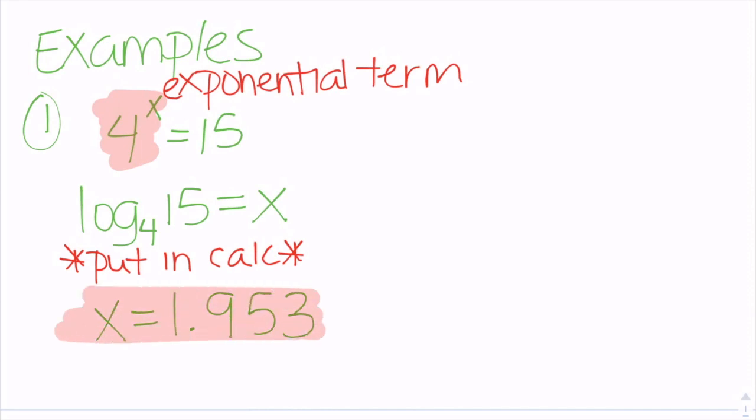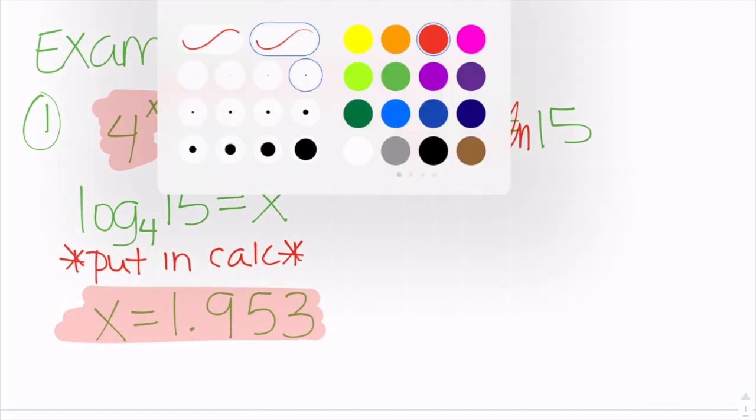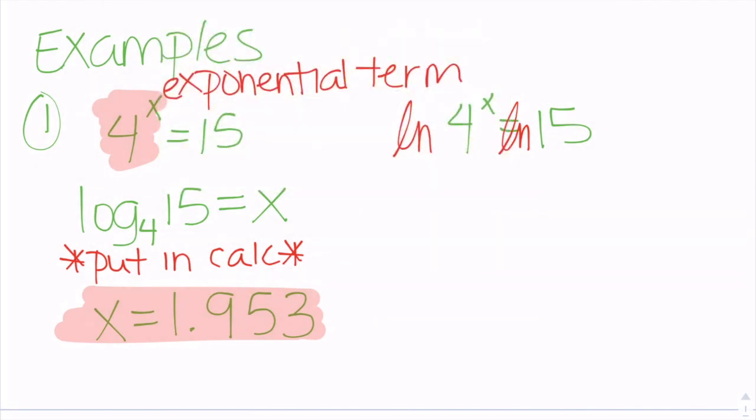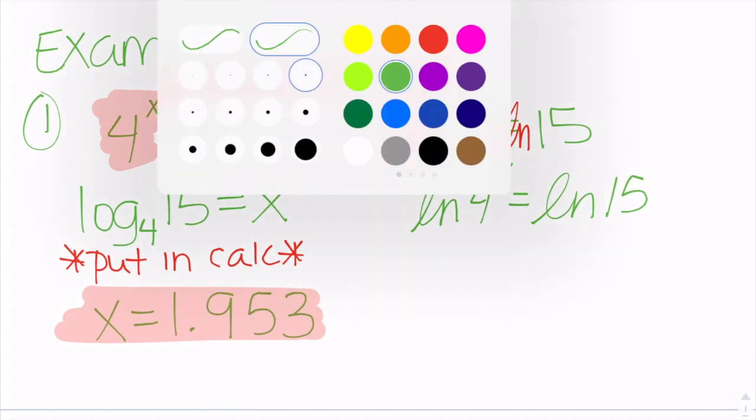So now, if we want to do this taking the natural logarithm of each side, I'm going to start by rewriting my equation. And so the exponential term, as we know, is already solved for. So from here, I'm going to take the natural log of each side. And so that gives me the natural log of 4 to the x equals the natural log of 15. And so now I'm going to use my exponential properties.